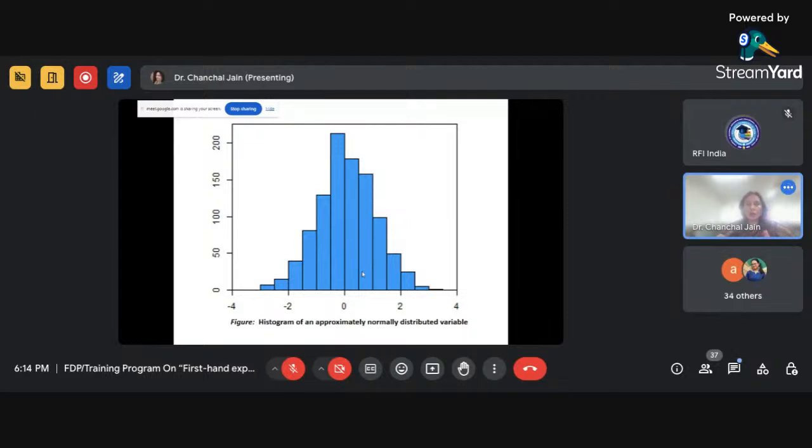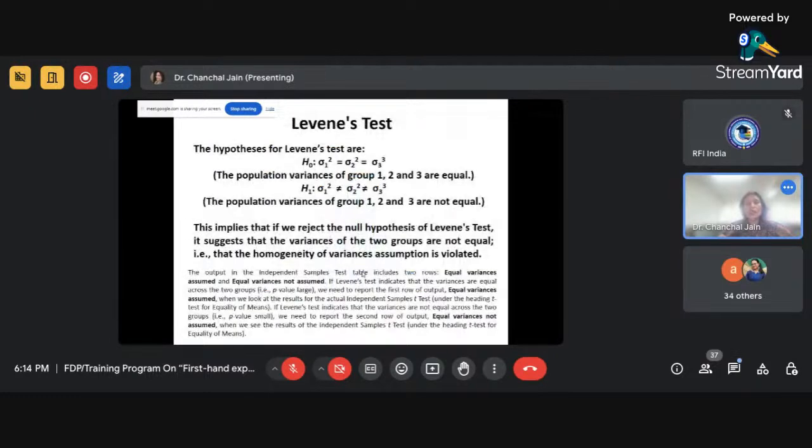You can ascertain that your variable is approximately normally distributed. Then talking about the Levene's test, I hope you can recall we have already seen this in the case of the independent sample t-test, where the null hypothesis says that the variance is equal. So you can see all the variances of whatever number of groups we are having. Here I have taken the hypothesis in context to only 3 groups.